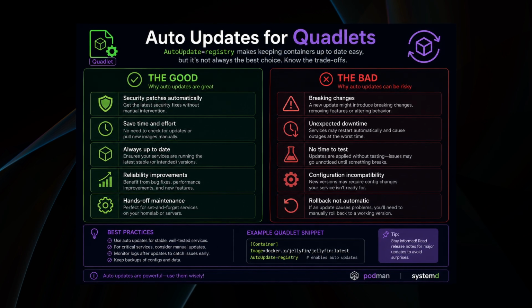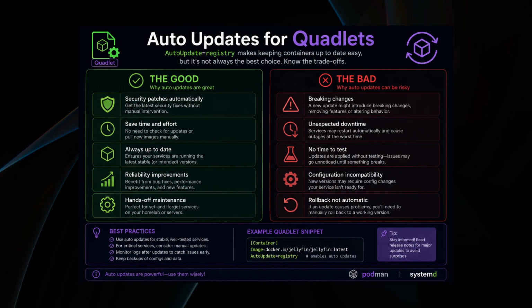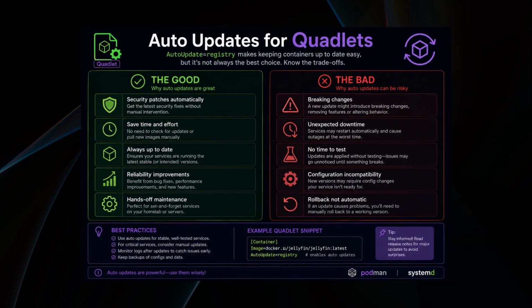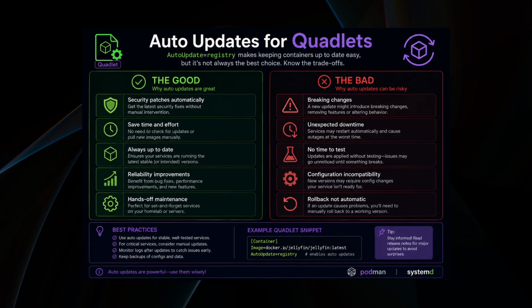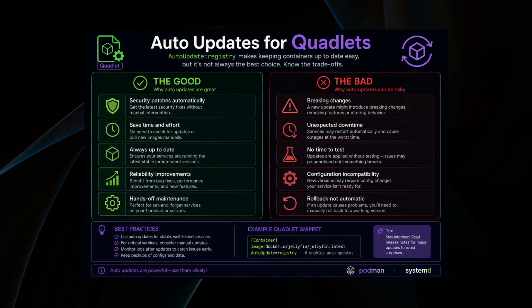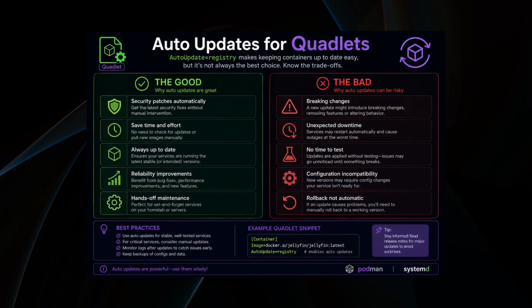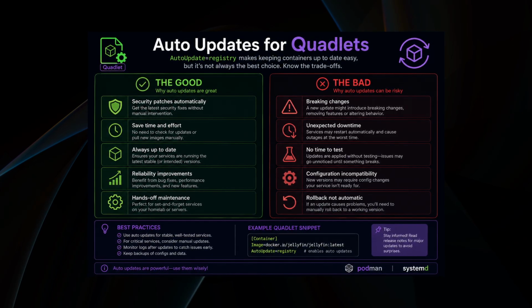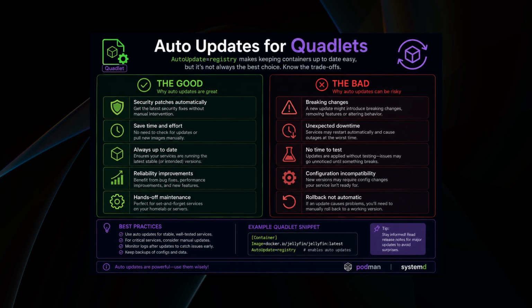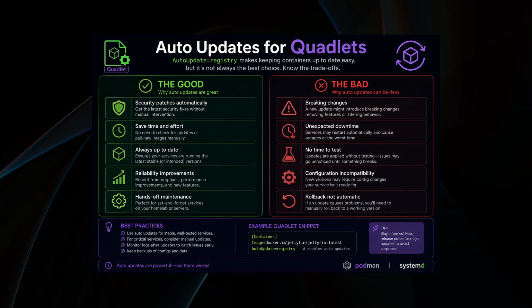I have TVs at my mom's house where she watches my Jellyfin stuff, and I don't want a call from her saying there's something broken. Well, it breaks anyways at her house. That's a different story. But you can auto update your Quadlets simply just by putting AutoUpdate=registry in your Quadlet. Then enable the Podman auto update timer, systemctl --user enable --now podman-auto-update.timer. You have to have that timer going or it's not going to work.